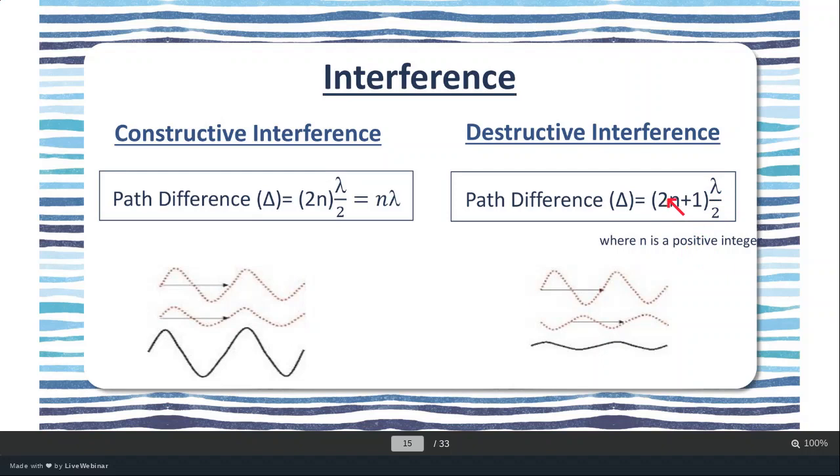Let's put n equal to 1. We will get 3 lambda by 2. So we see lambda by 2, 3 lambda by 2, 5 lambda by 2. When we have this fractional representation, or we can say the odd integral multiples of lambda by 2, we notice destructive interference. So these waves will superimpose with each other, and they will give rise to this type of pattern that we are seeing here.